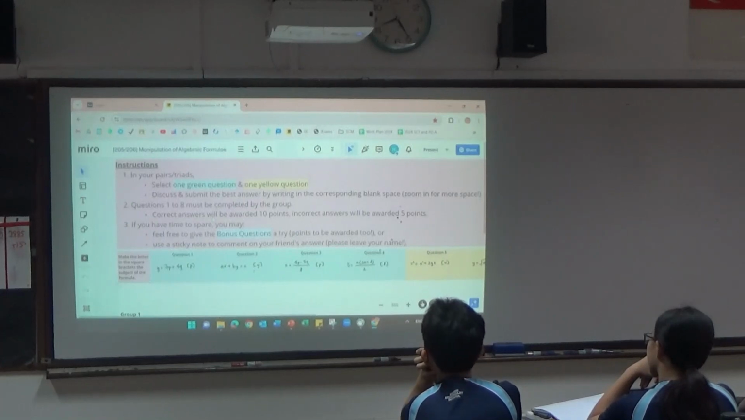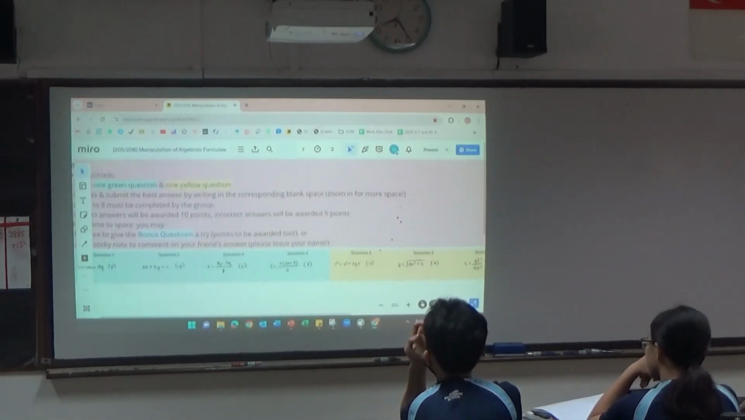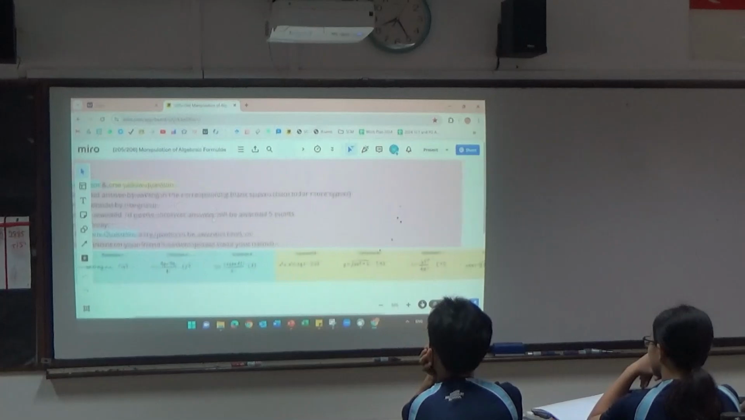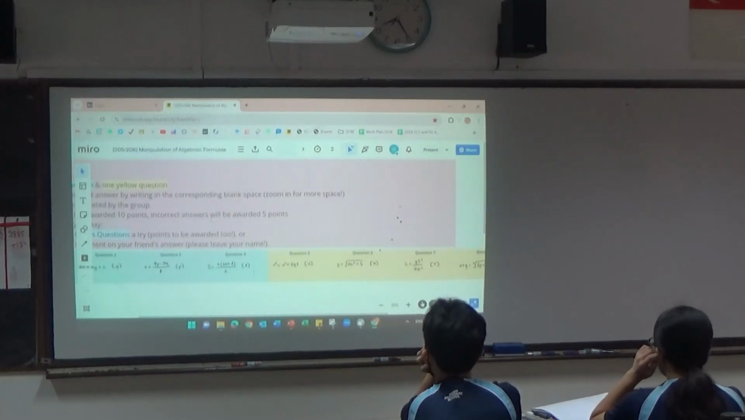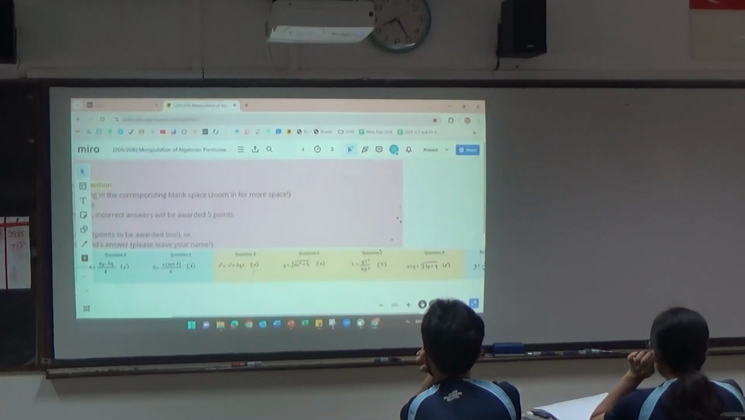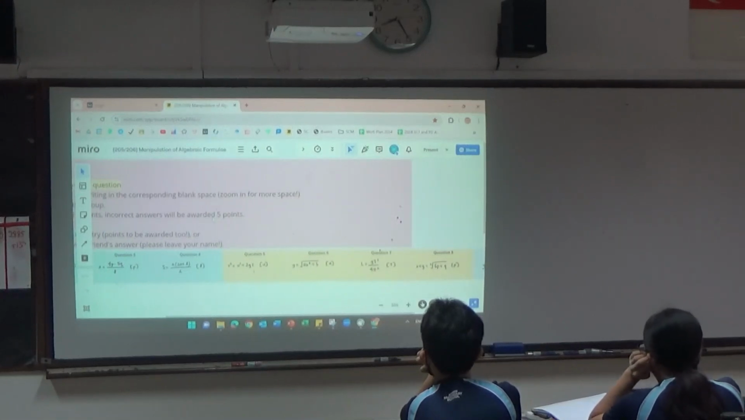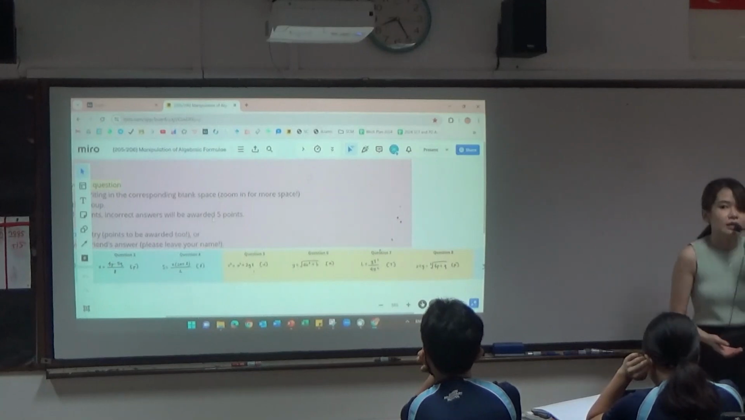So for example, maybe this first row wants to do question 1 and 5. The second row wants to do question 2 and 6. Third row wants to do question 3 and 7. Fourth row maybe wants to do question 4 and 8. You can take your time to look at the questions to decide what question you are comfortable with. Okay?